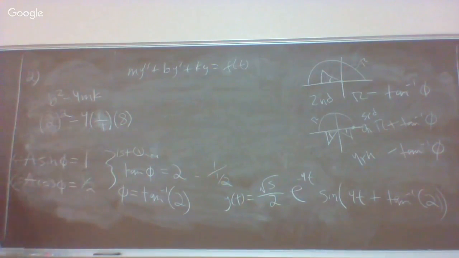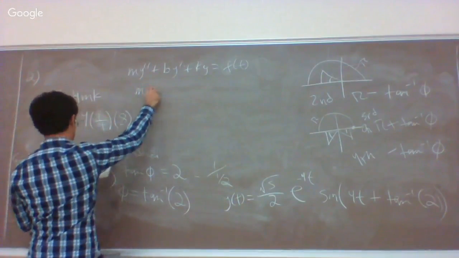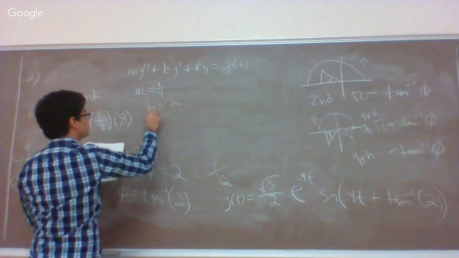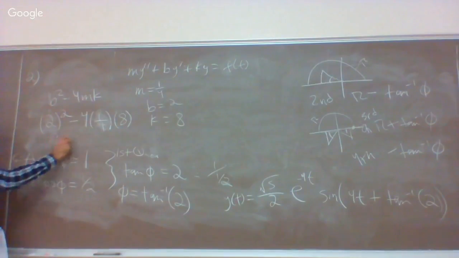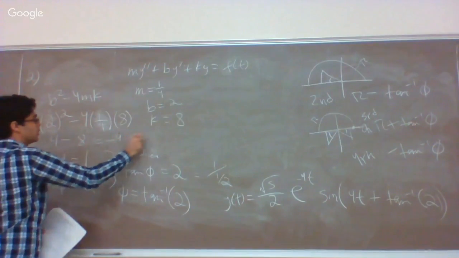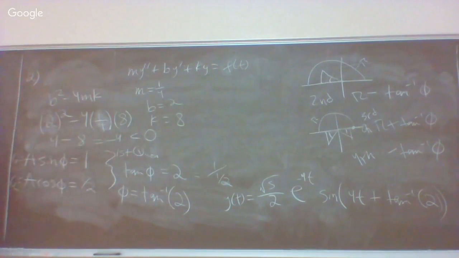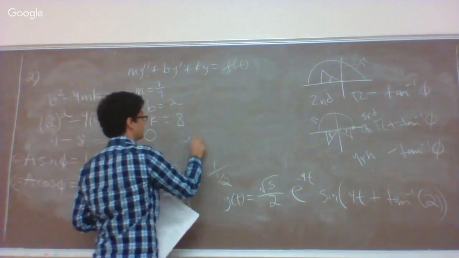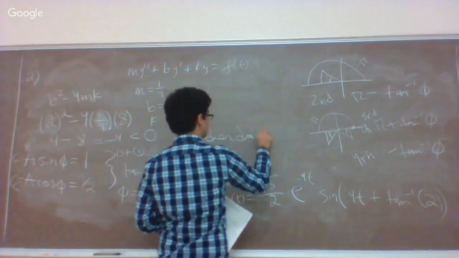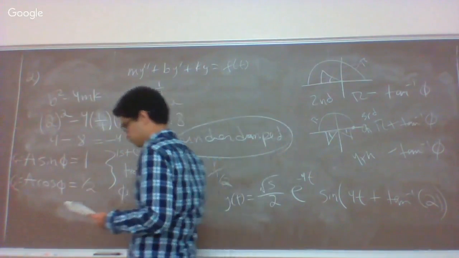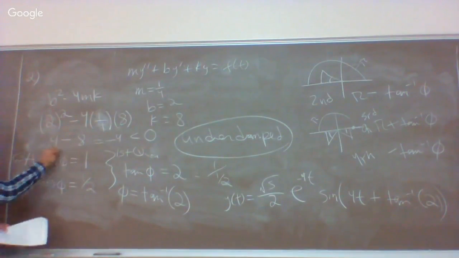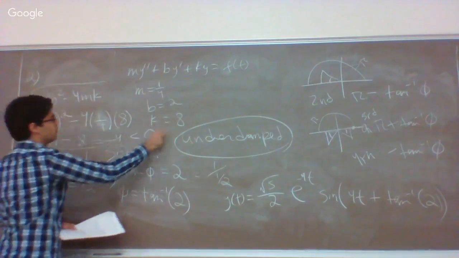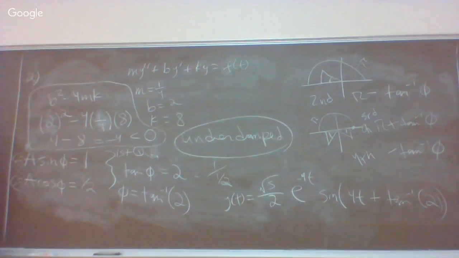B squared minus 4mk. So m was 1/4, B is equal to 2, K was equal to 8. So this ends up being 4 minus 8, right? And that's -4. But all we need to know is that it's less than 0. Since it's less than 0, the system is underdamped. So that is how you would show that it's underdamped.